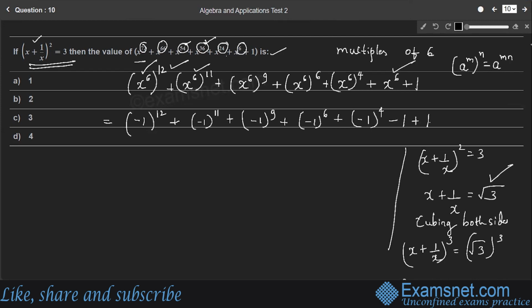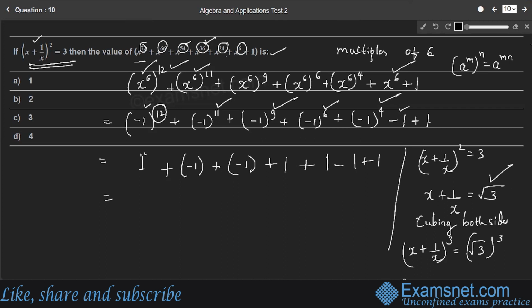Lastly, plus 1, right? So minus 1 to the even power is plus 1. Plus minus 1 to the power of an odd number, which is 11, is minus 1. Plus, again the power is odd, which is 9, therefore minus 1 itself. Plus minus 1 to the power of 6 is plus 1. Again, even power, therefore it becomes plus 1. Lastly, minus 1 plus 1.